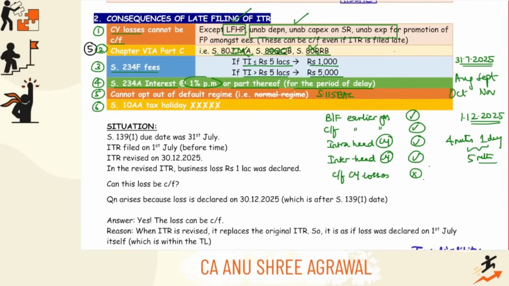So there are totally 6 consequences of filing ITR late. Point number 1, assessee cannot carry forward current year losses. Point number 2, chapter 6A part C you cannot enjoy. Point number 3, 234F fees you will have to pay. Point number 4, 234A interest you will have to pay. Point number 5, you will have to file the return as per default regime only. You can't opt out. You can't do the filing as per the normal regime. And lastly, 10AA tax holiday will not be available.